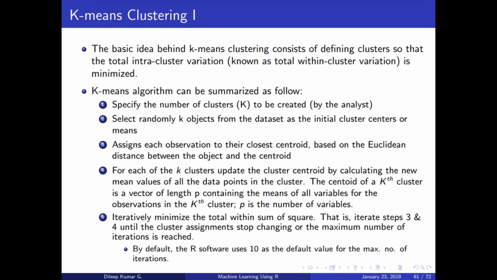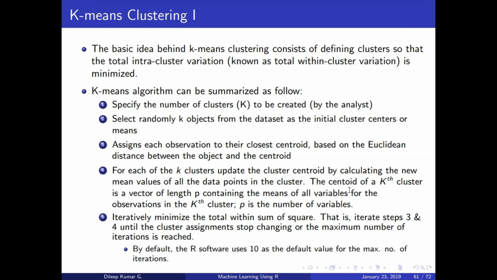It defines clusters so that the total intra-class variation should be minimum. And what are the algorithmic steps? Here, you need to specify the number of clusters, which is labeled by k. This is a prerequisite. The k value has to be supplied, and this is decided by the data analyst. Then you need to select k random objects from the data set, and by using these k random objects the initial clusters are formed, and then assign each observation to the closest centroid.